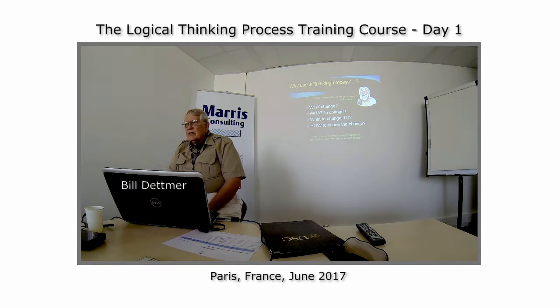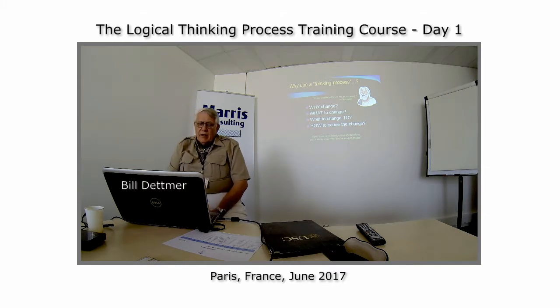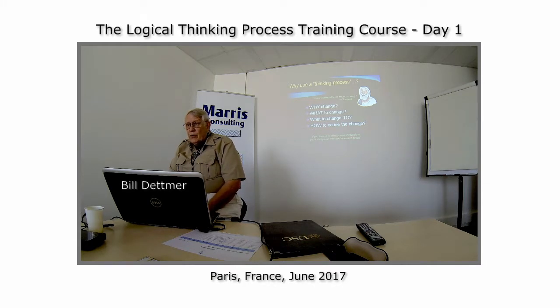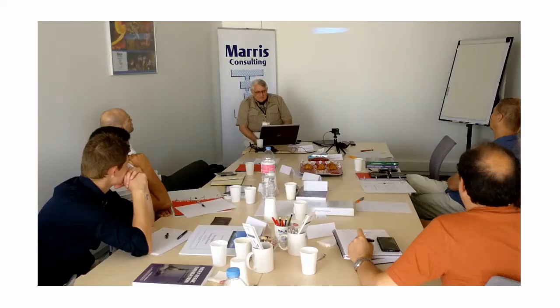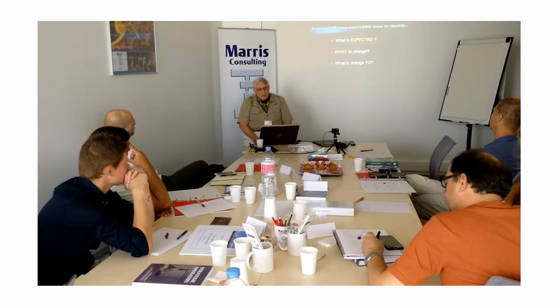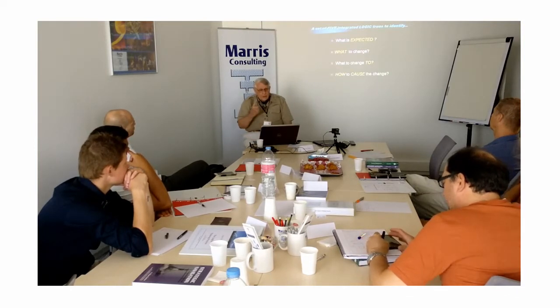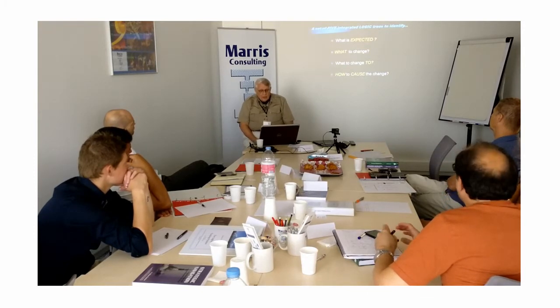And how does it relate to other things? The third question is, if we decide that we're going to change, what is going to be the shape of that change? What will we change to? And fourth, how to cause that change to happen. If you always do what you've always done, you'll always get the same results. Okay. So, what is the thinking process? It's a set of 5 integrated logic trees to identify first what is expected, what to change to, and how to cause the change to happen.